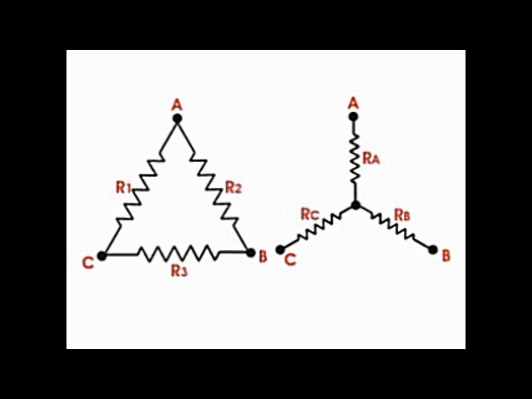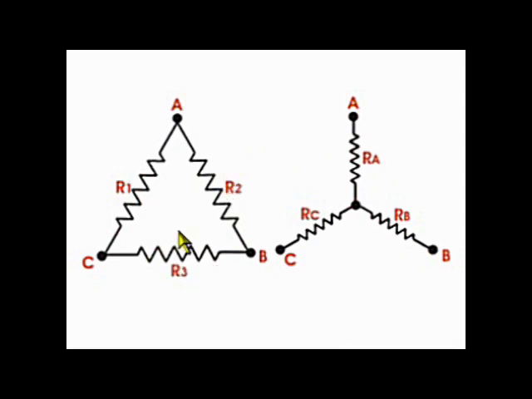Here, resistor R1 is connected across points A and C, resistor R3 is connected across points C and B, and resistor R2 is connected across points B and A. Now, suppose an equivalent star is connected in place of the delta, and we have to calculate the resistance of each arm of the star in terms of each resistance of that delta.